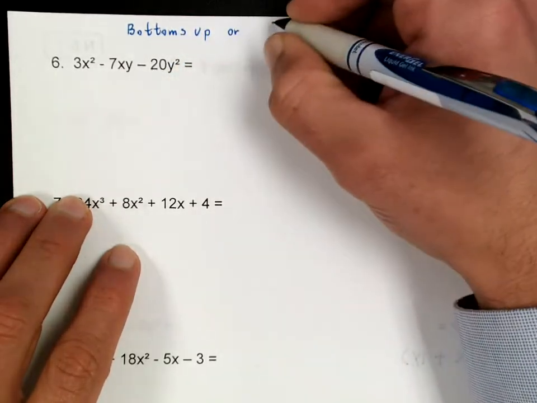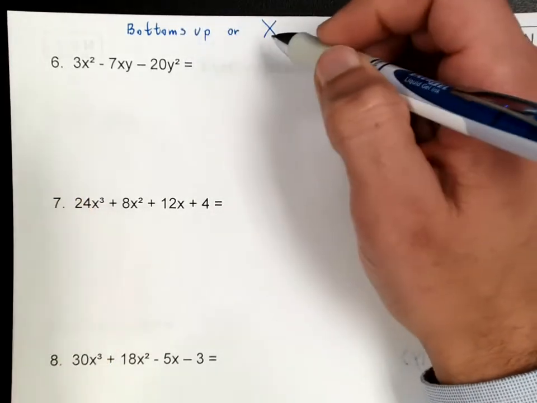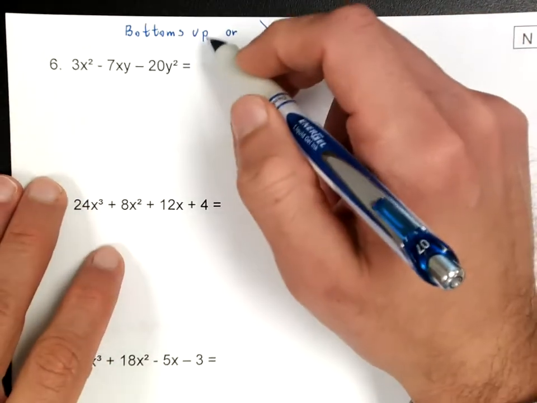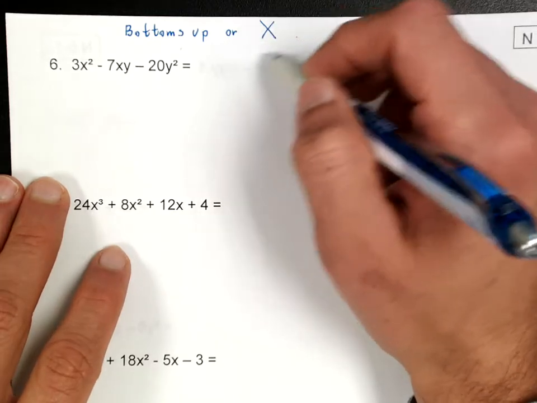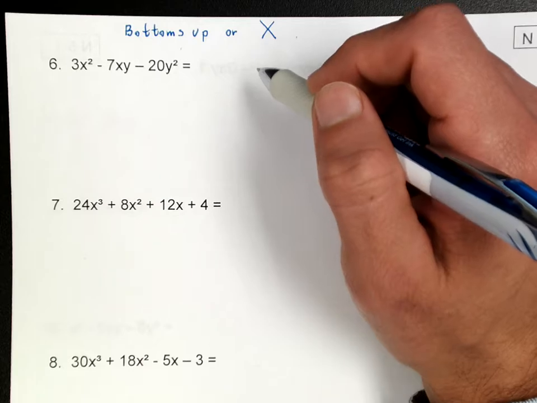or you can do the x factoring. If you remember, they're basically the same. I'm going to choose to do bottoms up. If you want to do the method that you learned earlier in the year, you can come ask Ms. Shelton or me to help you do that.